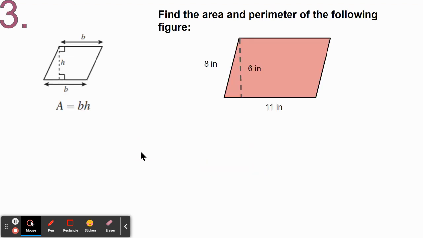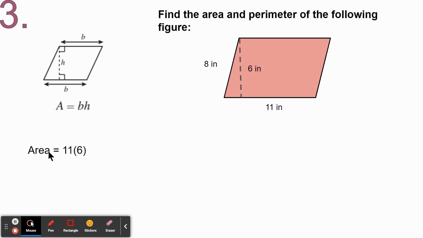Okay, let's try a new problem. All right, this shape is a parallelogram, and we're going to find the area and perimeter of the parallelogram. So the formula for area of a parallelogram is base times height, the length of the base times the height. So we have to identify those. So the base, B, is 11, and the height is always that perpendicular distance. So the height in this particular problem is 6.